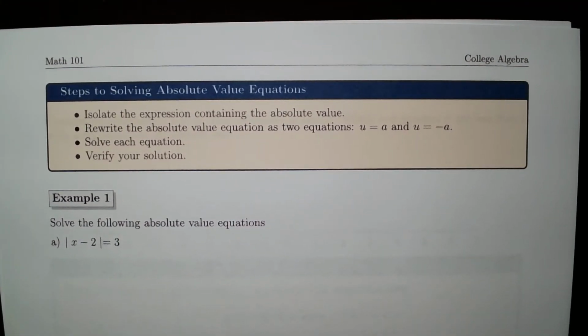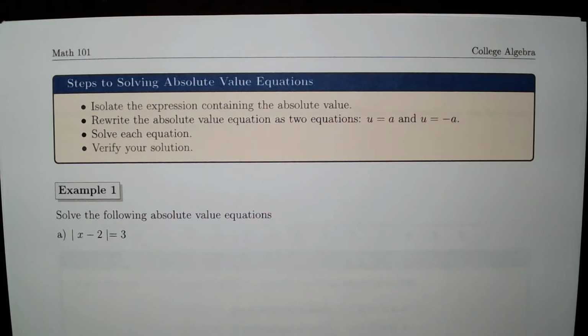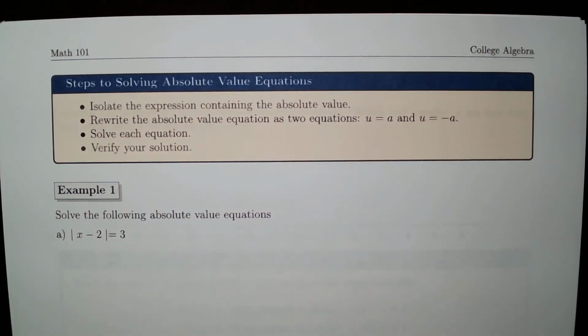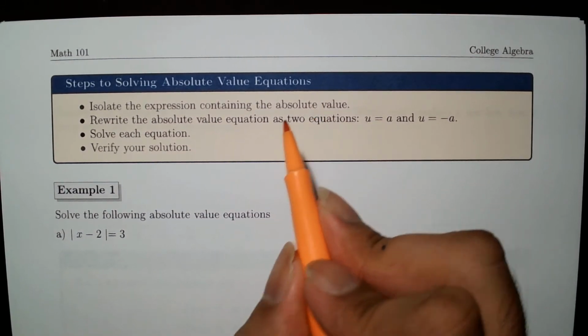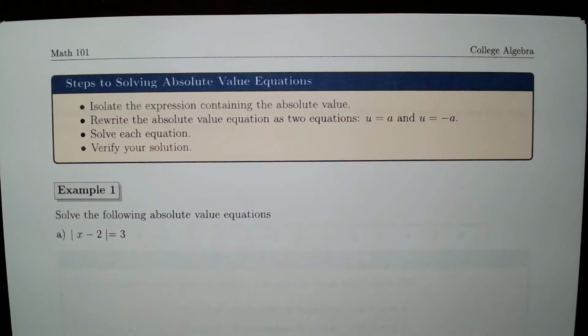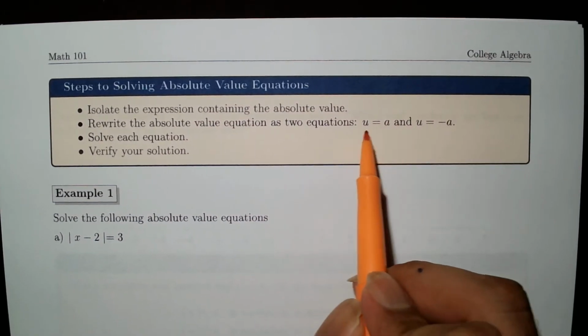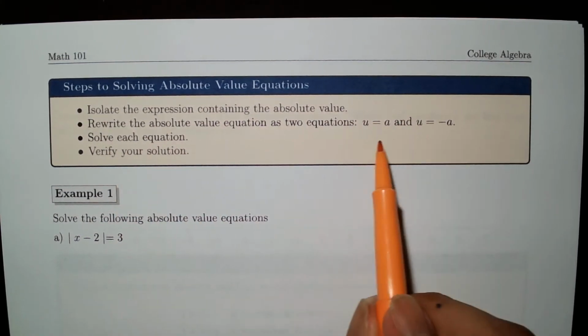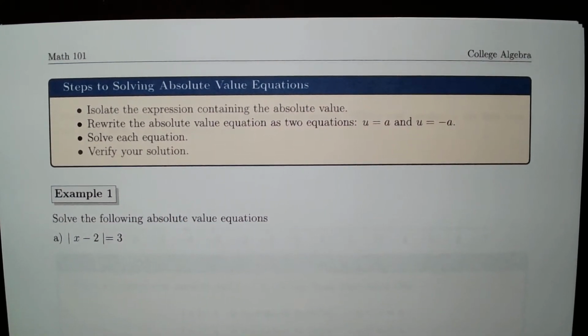These are the steps that we are going to follow to solve absolute value equations. First, we isolate the expression containing the absolute value. A very common mistake is to erase the absolute value bars, which we do not do until we break that up into 2 equations. Then we do the breakup. Notice the breakup doesn't involve absolute values anymore, and then we solve each individual equation.